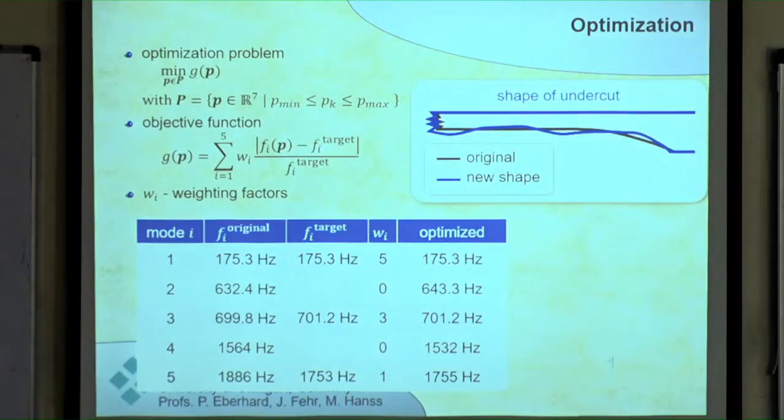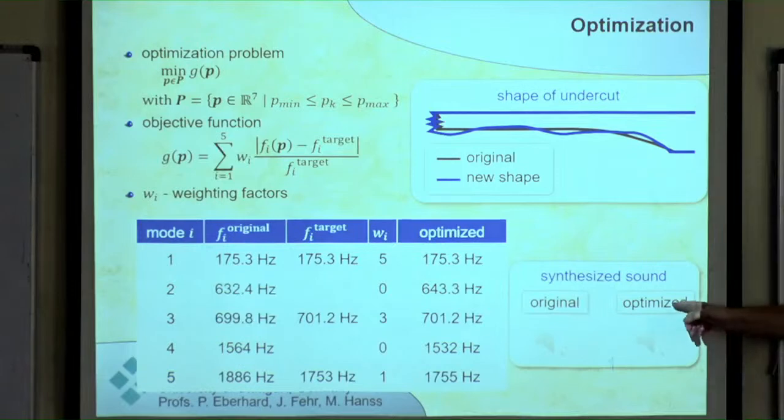This shape of the undercut we gave to our workshop. They did the milling in high quality, and then we got very nice blades. So again, here I have the original sound. I have the optimized sound. If it were not as loud here in the room as it is, and if you come closer, you would hear a difference, and the optimized sound sounds better.